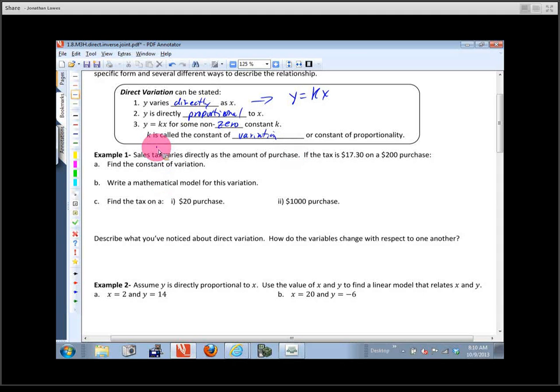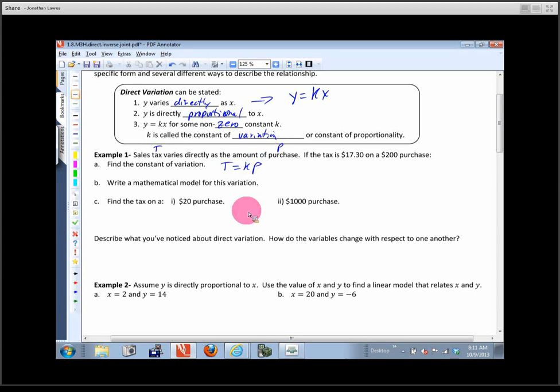Let's say T for tax, and let's use P for purchase. Then let's read this equation again a little more simply: T varies directly as P.